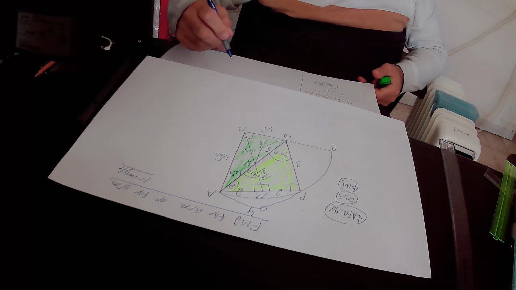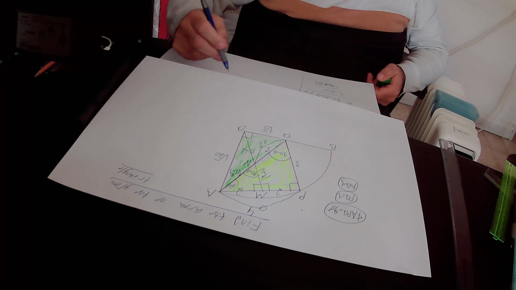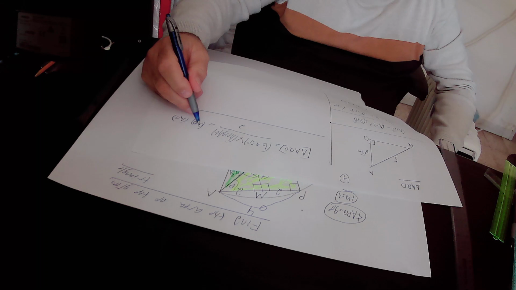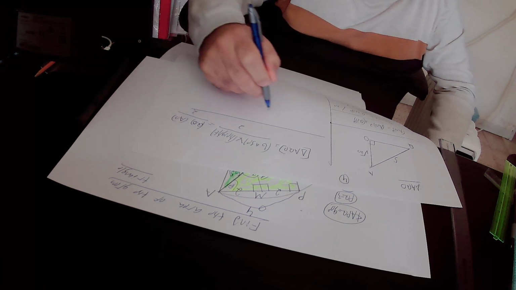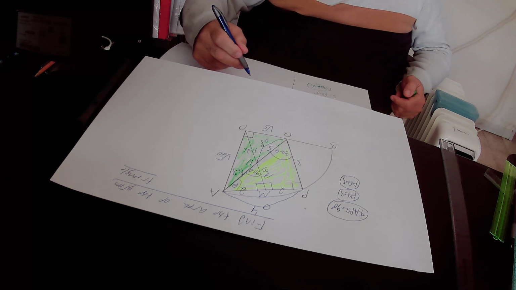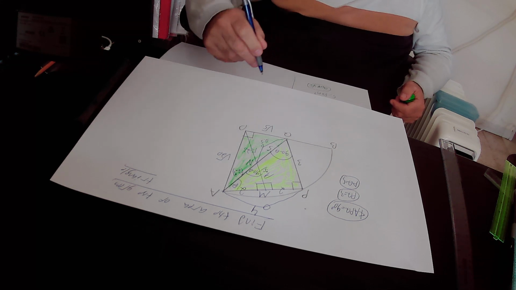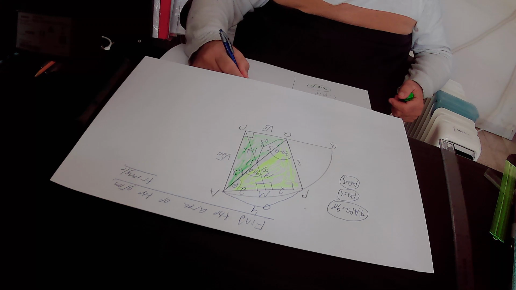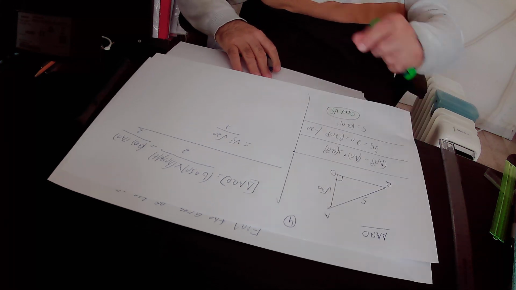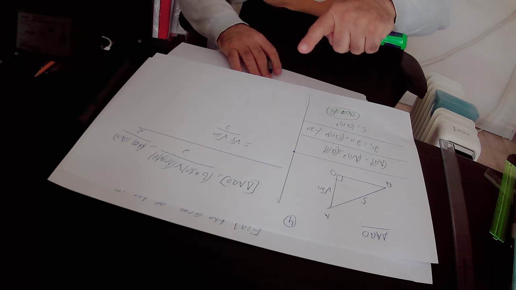Why is the height AO? Because it creates 90 degrees with the base. Yes, this angle is 90 degrees. So it is QO times AO over 2. QO equals the square root of 5 units, AO equals the square root of 20 units, all divided by 2. So the area of the green right triangle AQO equals the square root of 5 times the square root of 20, over 2.